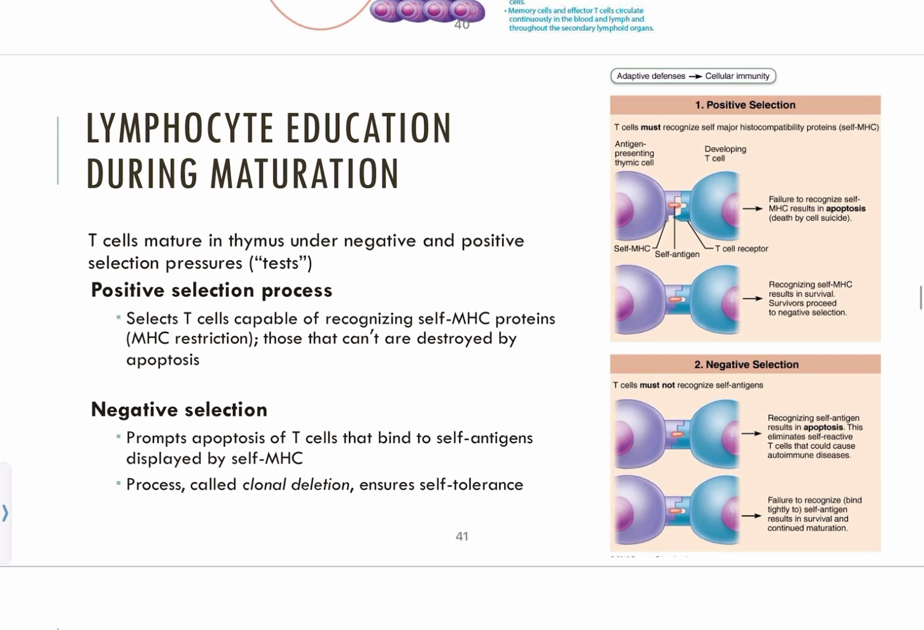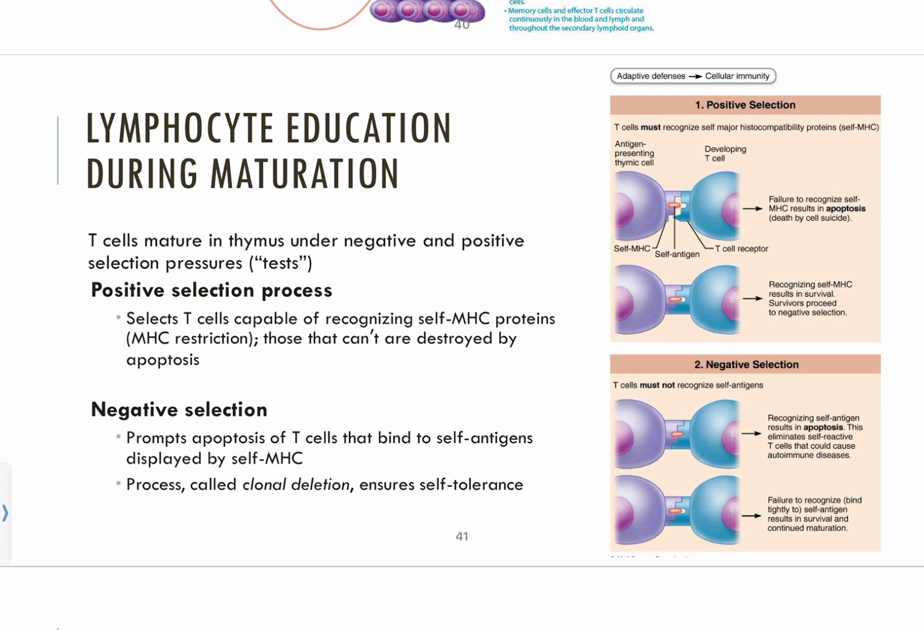So a little bit more about that maturation or education process that we were talking about. There are two different things that they must undergo in order to complete the maturation and then move on to the next step of actually going to a secondary lymphoid organ. The first step is going to be the positive selection process.